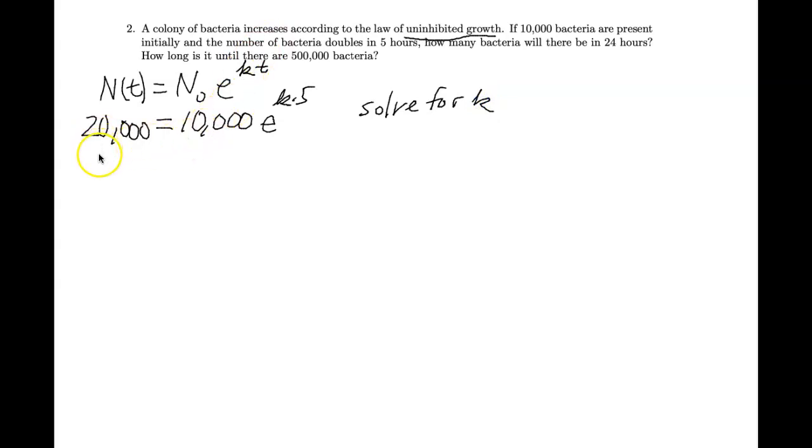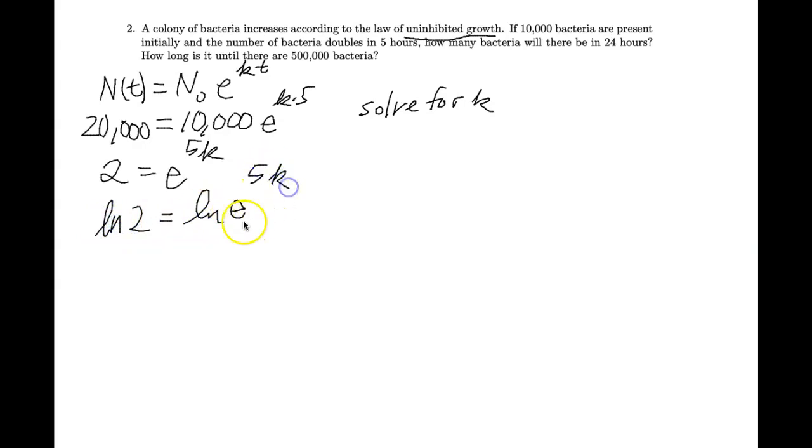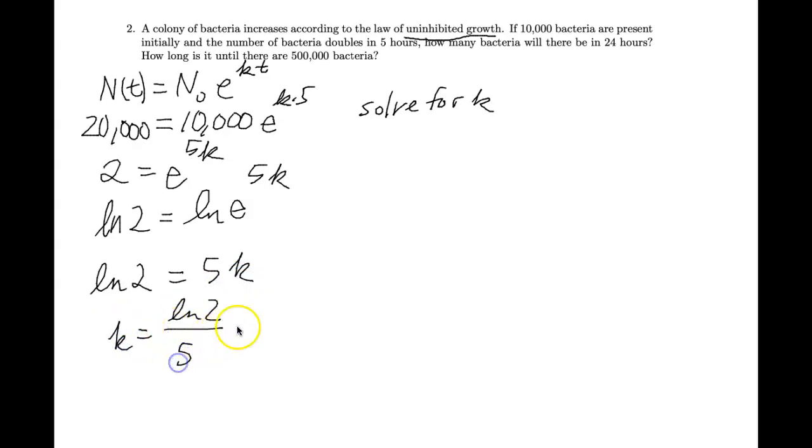So to do that, we're going to divide both sides by 10,000, giving us 2 equals e to the 5k. To solve this, I need to natural log both sides. And the 5k can now come down, and natural log of e is 1. And k is going to equal ln 2 divided by 5.